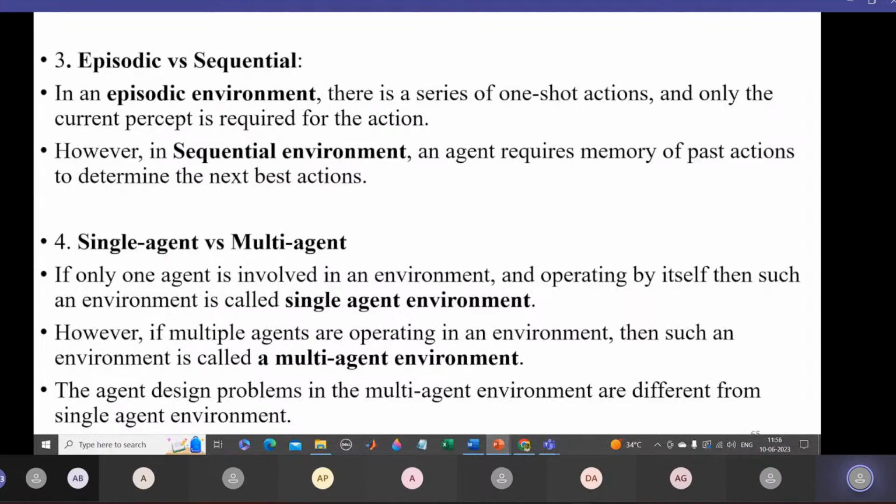And single agent, multi-agent. If only one agent is involved in the environment, he could operate by himself, right? Then the environment is single agent. When you have multiple agents operating in the environment, then it is multi-agent. So designing the problems for a multi-agent environment is different from a single agent environment.